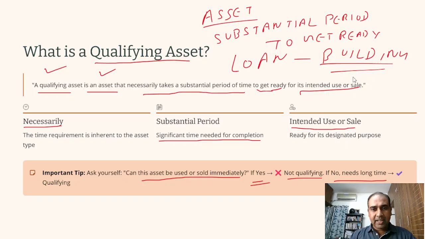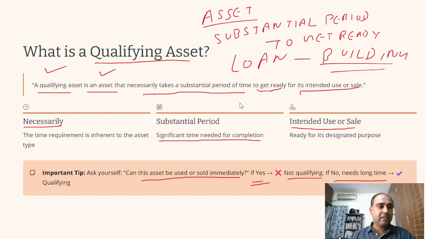It is not readily available. Once you start the construction, it will take a substantial period to get ready. So the building, or that asset, will be a qualifying asset, which takes a substantial period of time to get ready. If there is a land and you are going to construct a building on that, it will take a substantial period of time to get the building ready for its intended use.